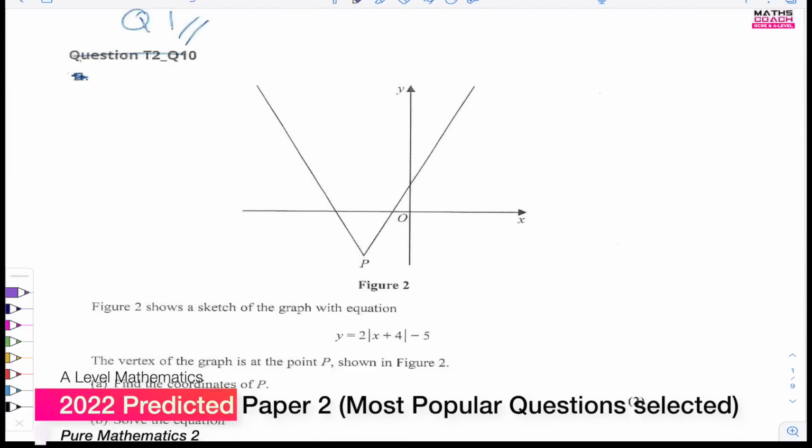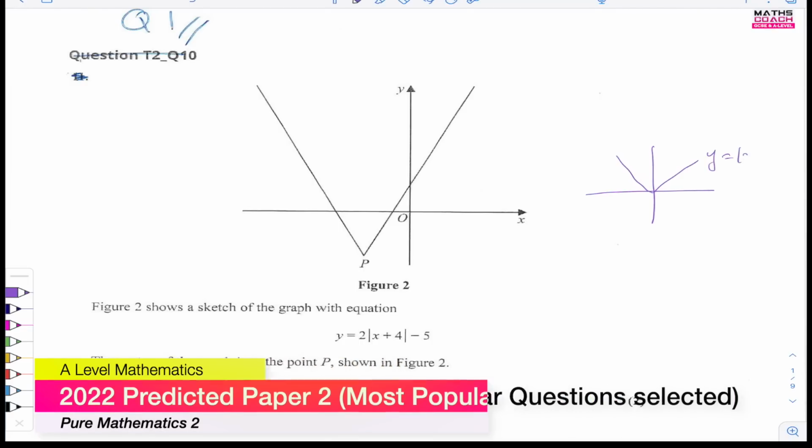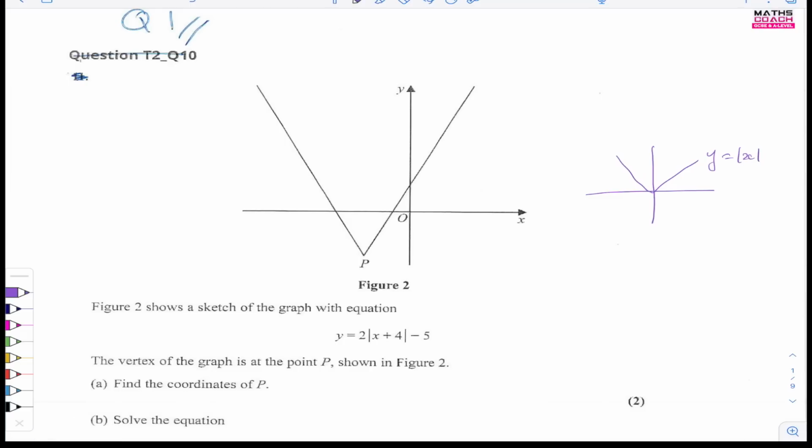Okay, the first question is on the modulus of linear functions. This is the second bullet point from the advanced information. So we've got a modulus graph, y equals 2 times modulus of (x plus 4) minus 5. Just a quick recap: for a modulus graph, y equals the modulus of x, the lowest point is at the origin, 0, 0.